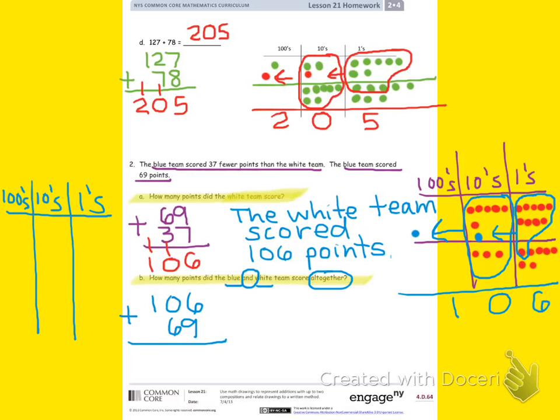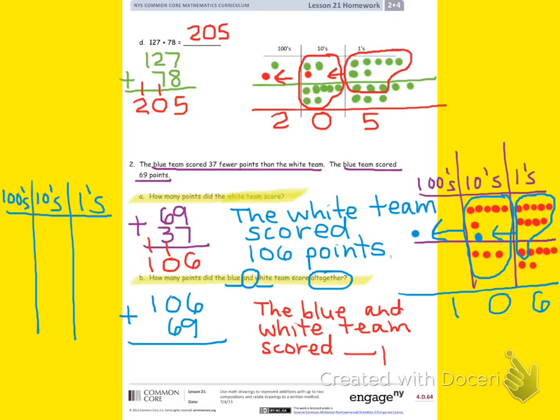So it says, how many points did the blue and white team score altogether? The blue and white team scored blank points altogether. When you write the word altogether, remember that it's one word with one L.